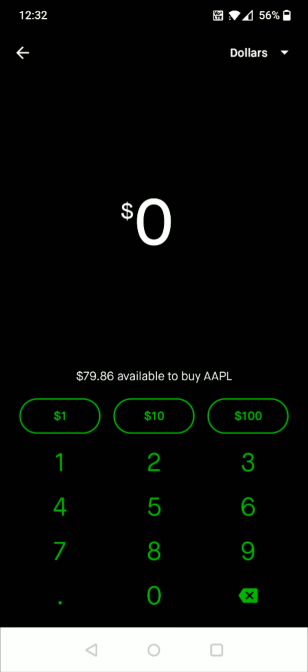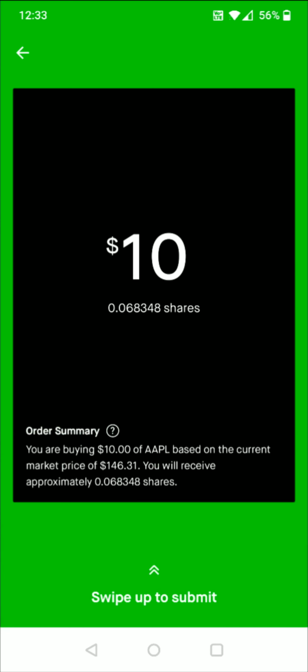you click on buy, and then you can enter how much of the stock you'd like to purchase: $1, $10, $100, or a specific amount. You can also buy shares if you click on the dollars option up here. But since my current buying power is less than 1 share of what Apple is currently selling for, that means I'd have to do a fractional share. So I just enter how many dollars I'd like to invest in Apple, and then I'll get fractional shares depending on how much I'd like to invest. So let's say maybe $10.